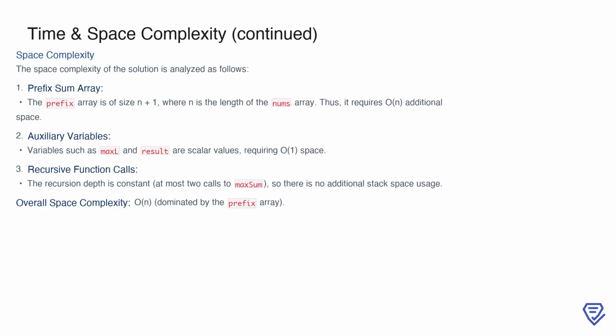Although the algorithm involves calls to maxsum, the recursion depth is constant, as there are only 2 such calls, and no additional stack space is consumed. Therefore, the overall space complexity is dominated by the prefix array, resulting in O(n).